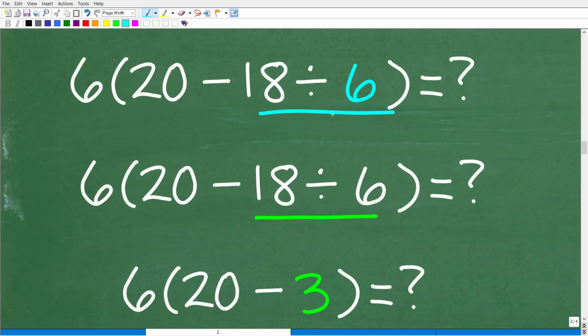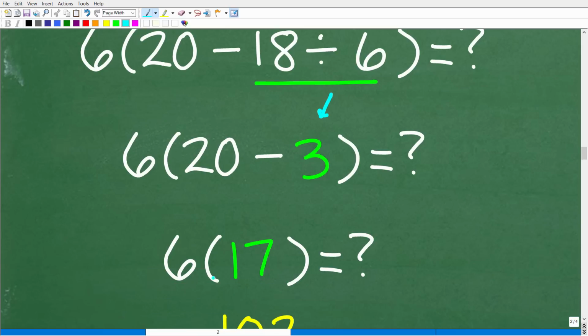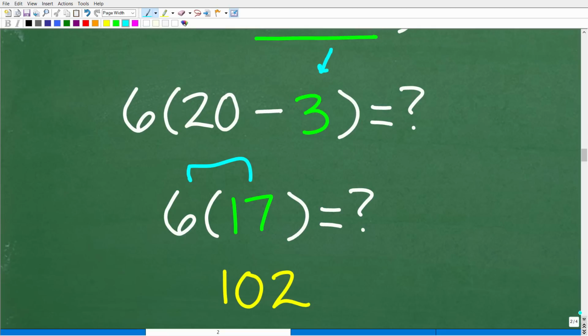Because here I can go, 18 divided by 6 is, of course, 3. So I'm like, all right, 6 times 20 minus 18 divided by 6 is 3. So now 6 times 20 minus 3. 20 minus 3 is 17. So I'm not even dealing with positive and negative numbers here. So this is great. 6 times 17 is 102. Again, this is probably the most common mistake that people made, but it's an easy mistake to fix now that you understand PEMDAS.